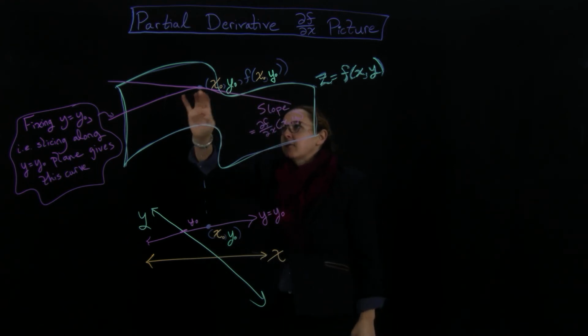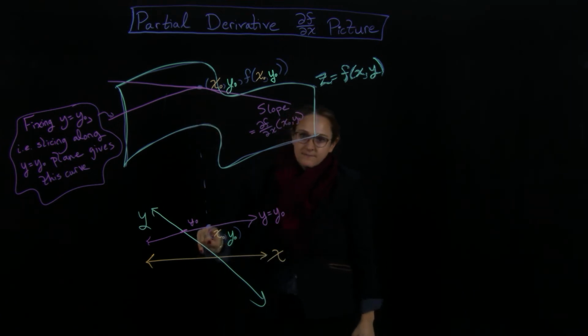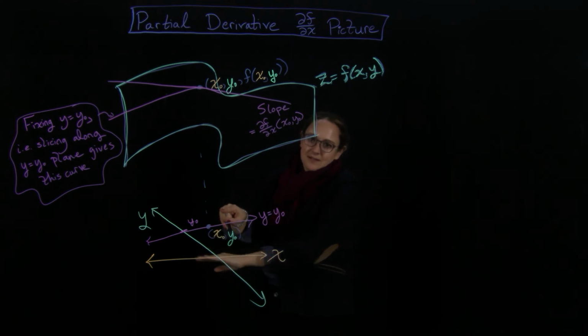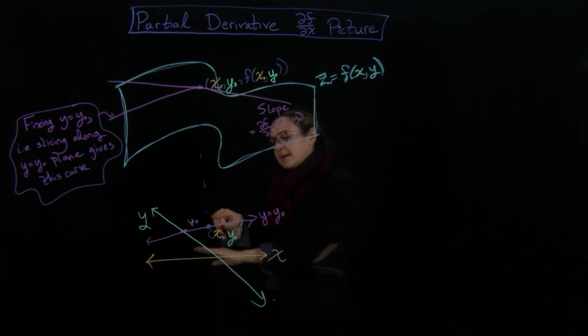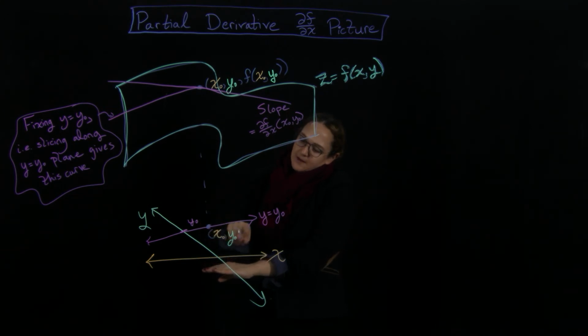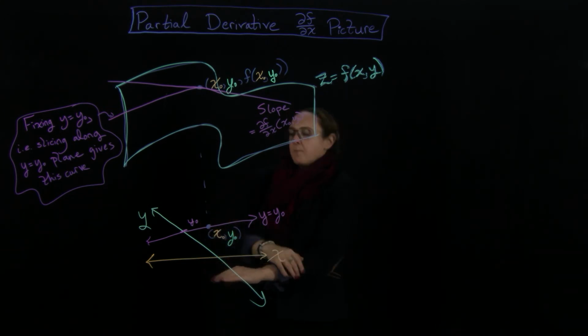But the point x naught, y naught is a point that lives down here, right? You can think of this as where z equals 0. This is like the xy plane here where z equals 0. And so there's a point in here. I'm calling it x naught, y naught. Really, it's x naught, y naught, 0.